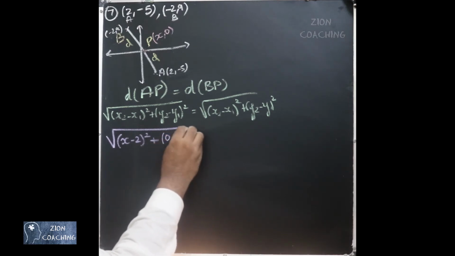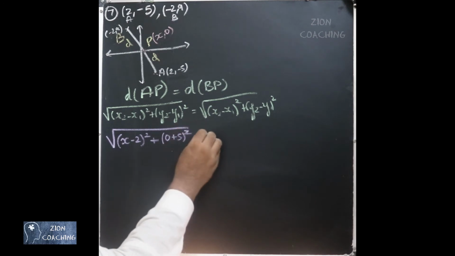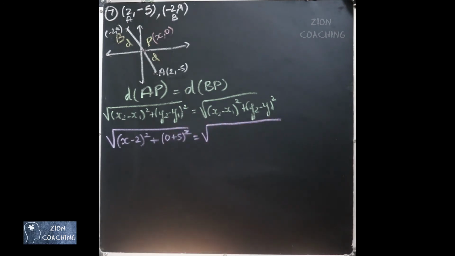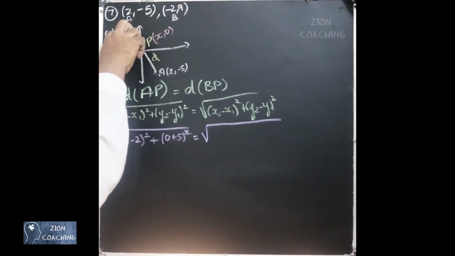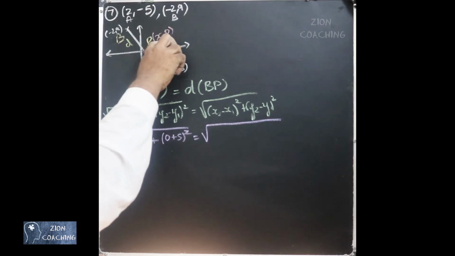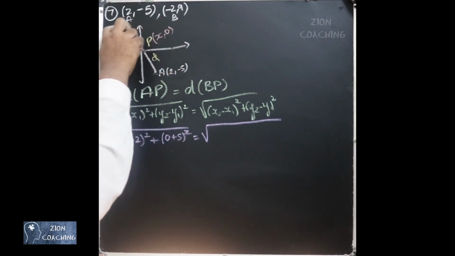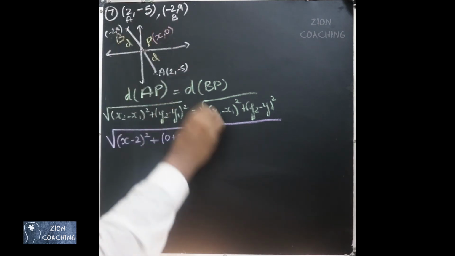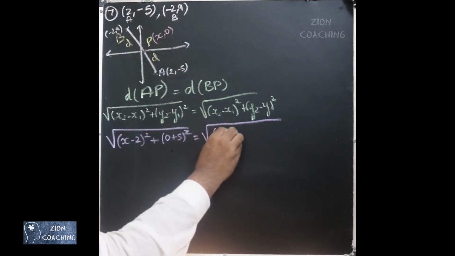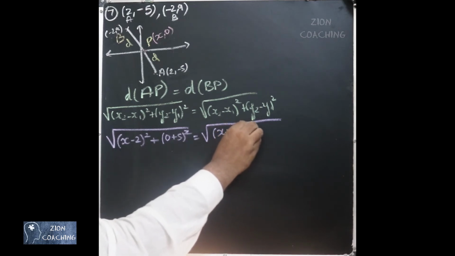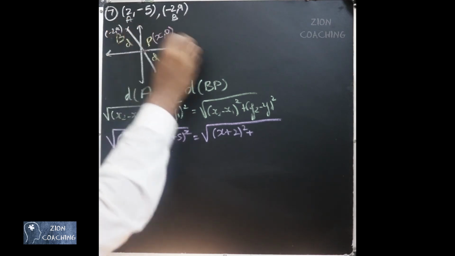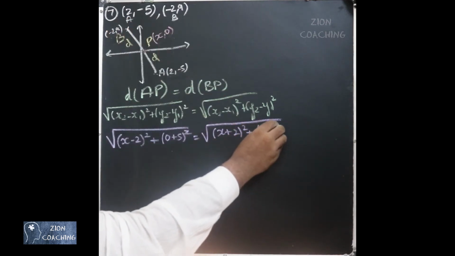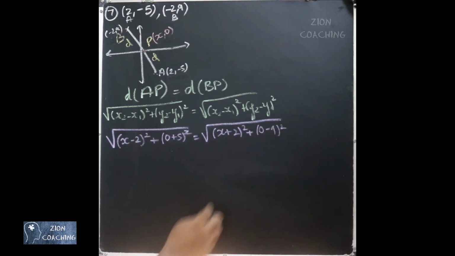That will be equal to, on the other side, when you consider the point BP, this is going to be your x1, y1, and this is going to be your x2, y2. So x2 minus x1, x minus of minus 2 is going to be x plus 2 the whole square plus y2 value is 0, y1 value is 9. So we are going to have 0 minus 9 the whole square.